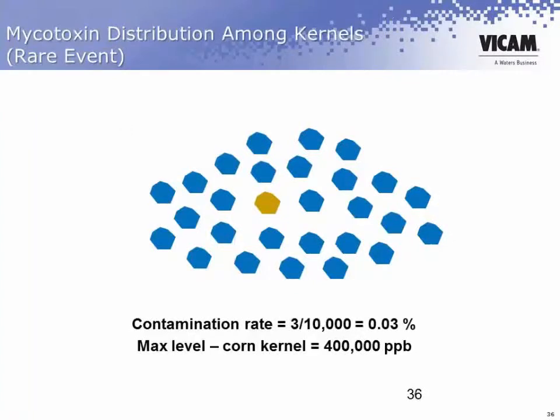So why is so much of the variability due to sampling? This has to do with the mycotoxin distribution. The mycotoxins are produced by fungi, and those fungi are not uniformly distributed among kernels. In fact, the contamination rate in cases where people have looked at individual kernels has been approximately 3 per 10,000 kernels, or 0.03%.